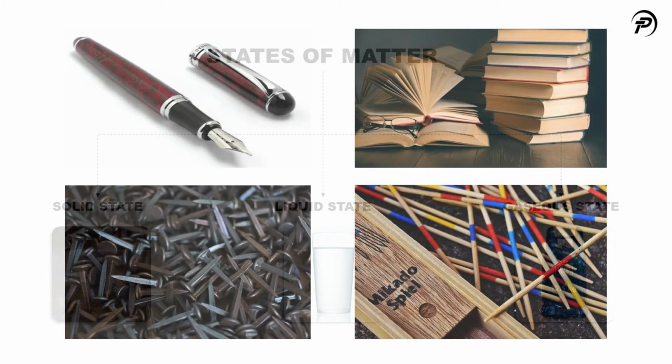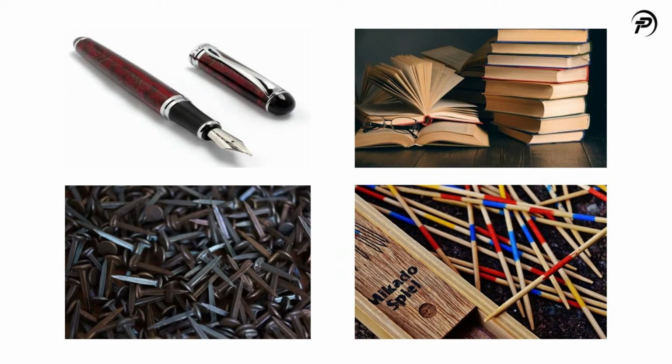Let's take a pen, book, needle, and a piece of wooden stick and try to change their shape by hammering, pulling, dropping, or compressing. We can observe that it is nearly impossible to compress the solid. This is because solids have negligible space in between their particles, hence their compressibility is negligible.